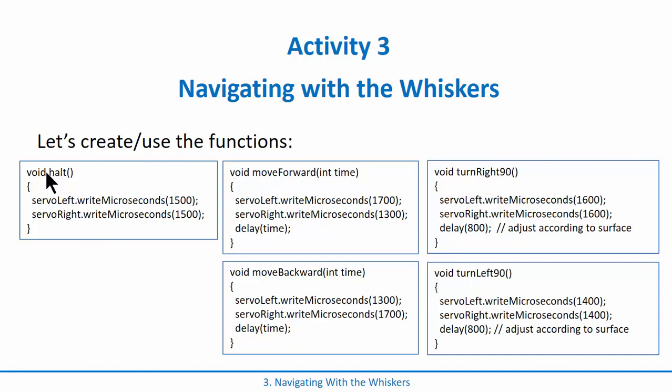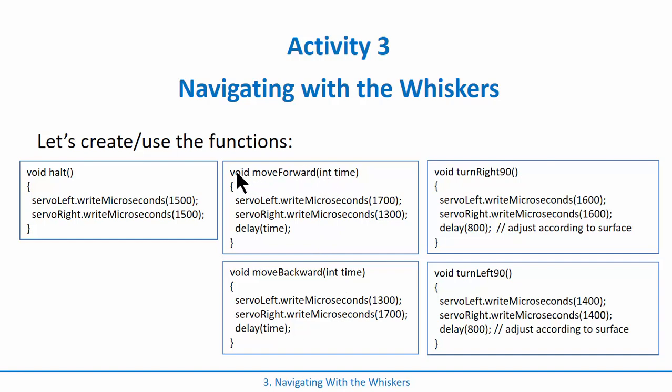Notice void. It doesn't return anything, so it's just going to stop. And all we do is write the servos 1500 microseconds each, okay? So instead of writing these 2 lines all the time, we're going to do halt. Then I want to create 2 functions called move forward and move backwards. And in these ones, I'm actually going to pass a time in.